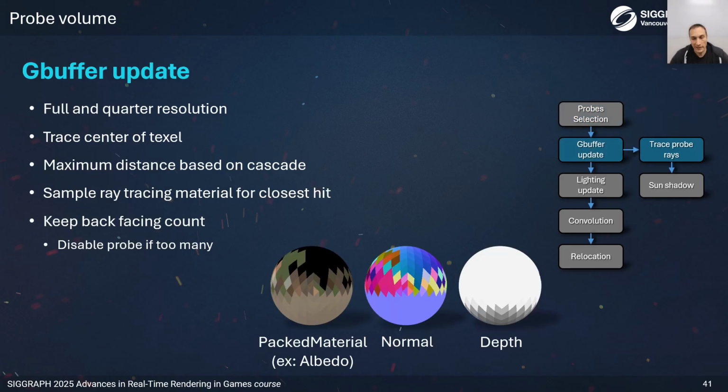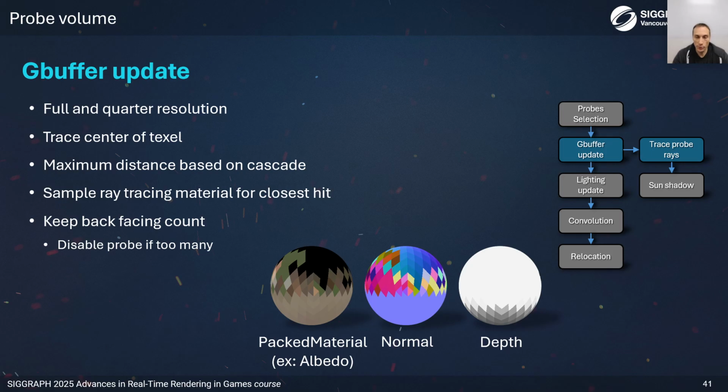Then for the selected probes, we're going to do the full update. So we're going to cast some rays to update the G-buffer. We're going to trace the ray at the center of the pixel, so there's no jittering and no temporal accumulation. It doesn't really work well with our G-buffer caching scheme. The maximum distance that we're going to cast the ray into the scene depends on the size of the region of definition of the probe. So if the probe is contained in a bigger cascade, we're going to cast the ray farther away, and if the cascade is smaller, then we're going to cast the ray at a smaller distance.